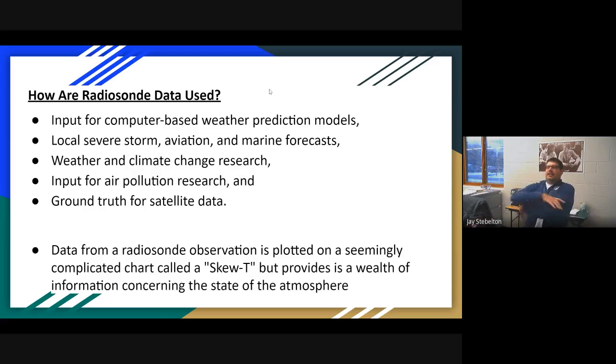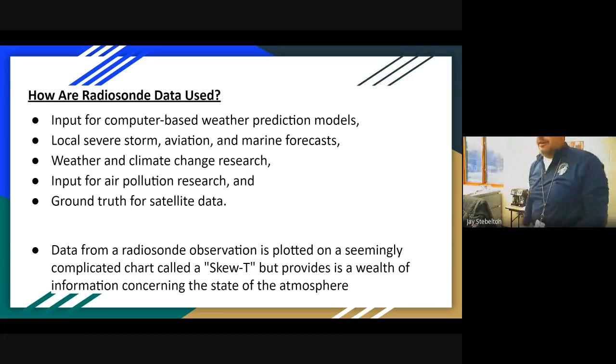Okay, so here's how that data is used. They input the numbers into weather prediction models. Remember, all the models that we look at are based on math. So they put in dew point, temperature, wind speed, and direction at different levels. And then those weather models, the ones that you guys actually use, are used to predict the weather based on the upper air. It's used to make predictions for severe storms, flight forecasts, and also ocean or marine forecasts.